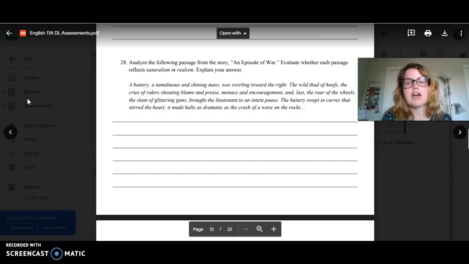Here's the passage. A battery, a tumultuous and shining mass, was swirling towards the right. So a battery, right, which is a tumultuous and shining mass, was swirling towards the right. So coming to the right of them. The wild thud of hooves, the cries of riders shouting blame and praise, menace and encouragement, and last the roar of wheels. The slant of glittering guns brought the lieutenant to an intent pause.